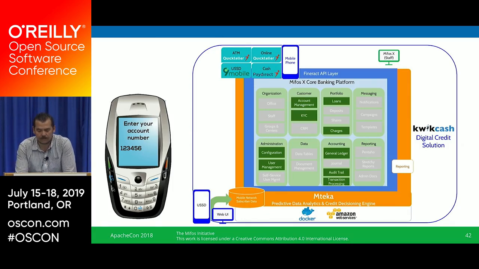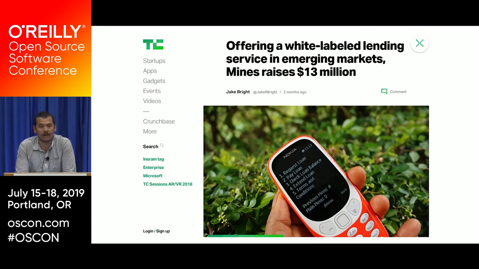system from scratch. And so recently, last year, they closed a $13 million Series A round of investment, and now their focus is on providing a white label digital credit as a service solution throughout the globe. And so we're happy that they were able to fully leverage their capabilities of AI and build on top of a reliable, flexible, open source core banking platform.